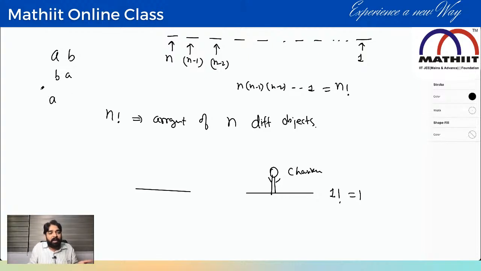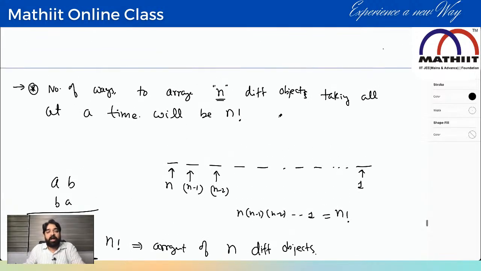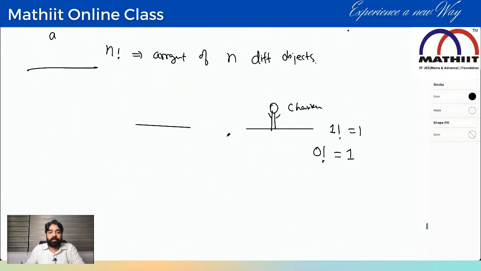Only one object is there, only one look I can create. If no object, blank. So blank is the only way. That's all. It means 0 factorial, meaning arrangement of 0 objects, will be 1. What 1? That blank arrangement is the one. That is the reason why 0 factorial is 1 as well as 1 factorial is also 1. Am I clear? Right? So this is the first point we understood: n different objects taking all at a time will be n factorial. Next point.